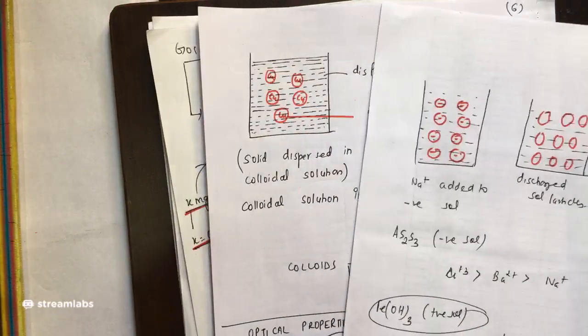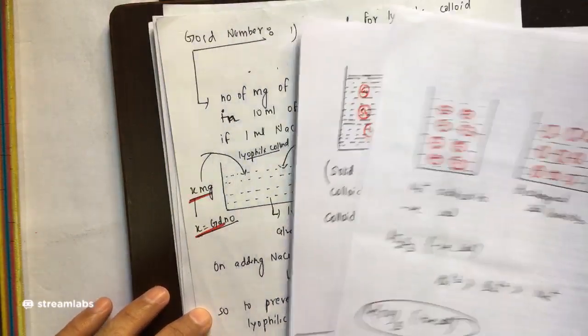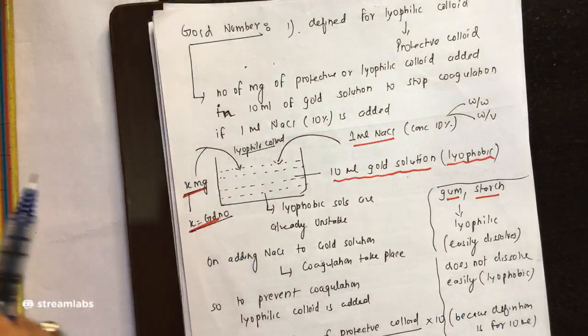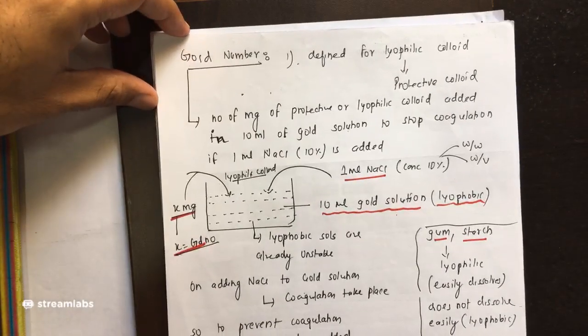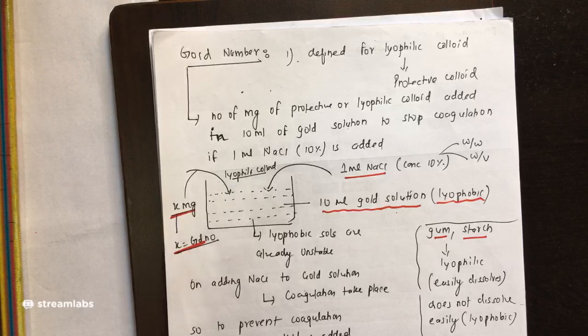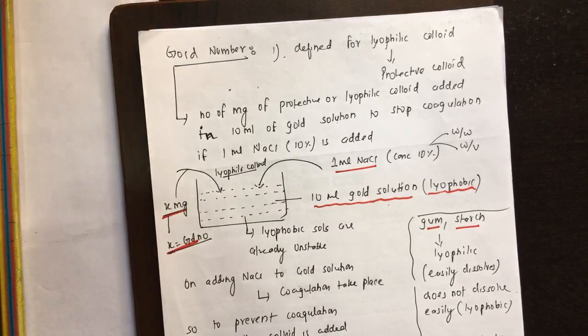Next we are coming up with an important thing, which is called the gold number. What is gold number? This is very important, asked in the examination. We are measuring the protective power of the colloid, and that protective power is defined for lyophilic colloids. What is a lyophilic colloid? That is a protective colloid. Okay, and what we are doing for the protection, see here.